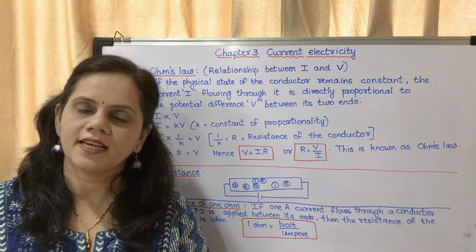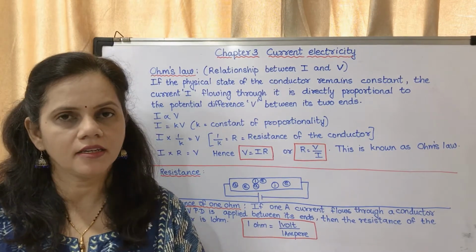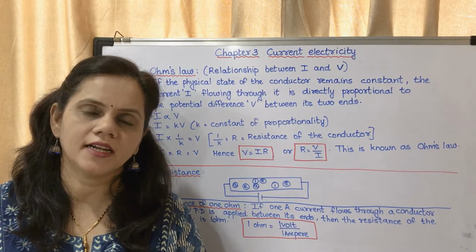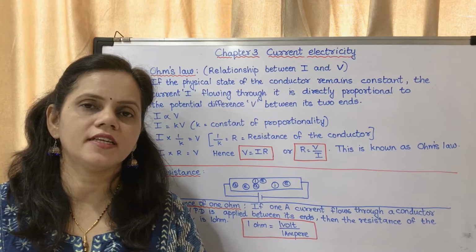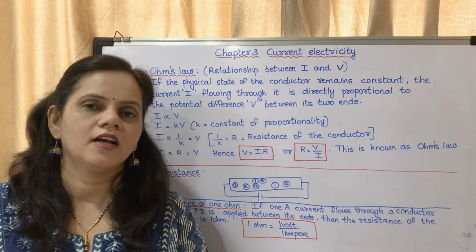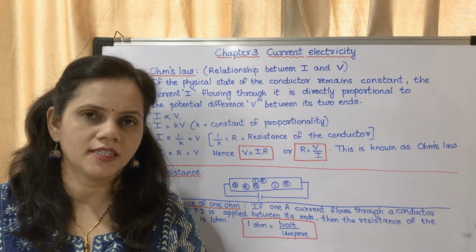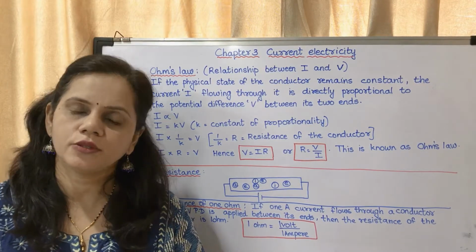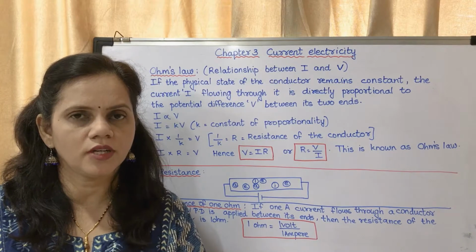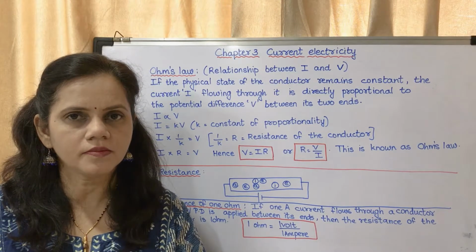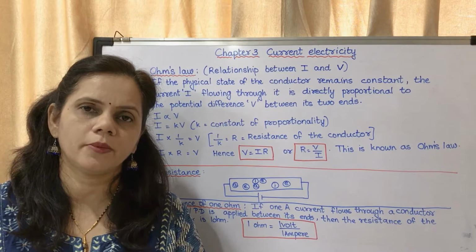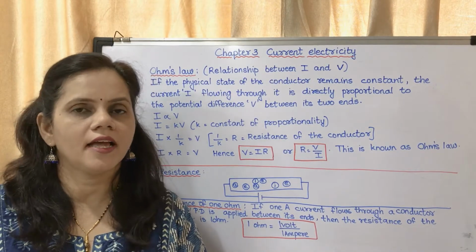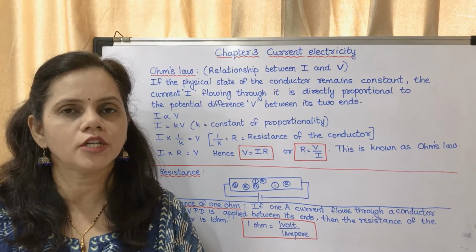Okay, so we will revise first. What do you mean by I? What is V, etc.? What is I? I is current. What is V? V is potential difference. What is W? Work done. Q? Charge. Okay, we had studied two equations. V is equal to W upon Q and I is equal to Q upon T.